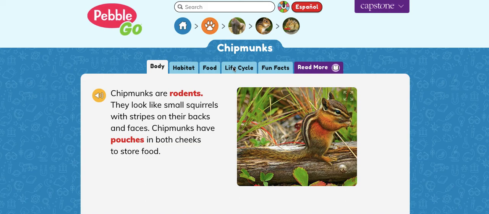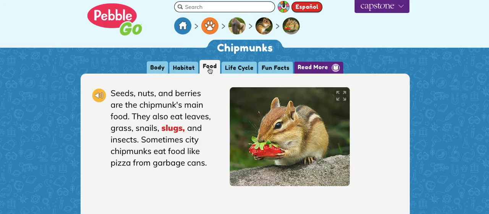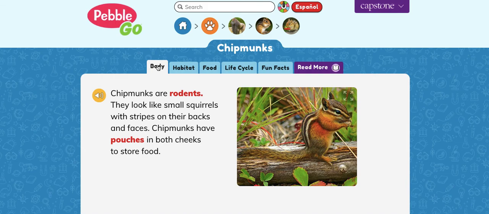For practice, click on the Food tab right now. Click on the Body tab. You see how those tabs move you around the article.